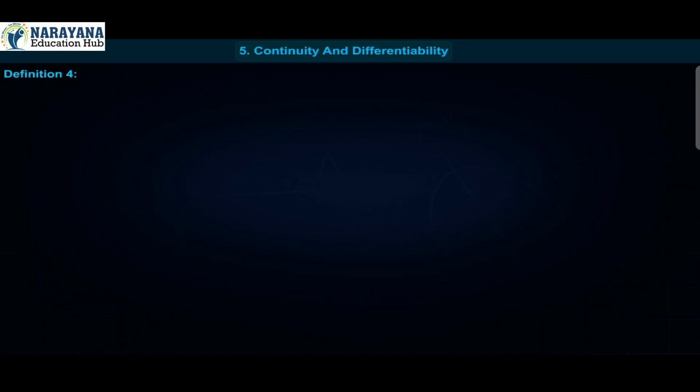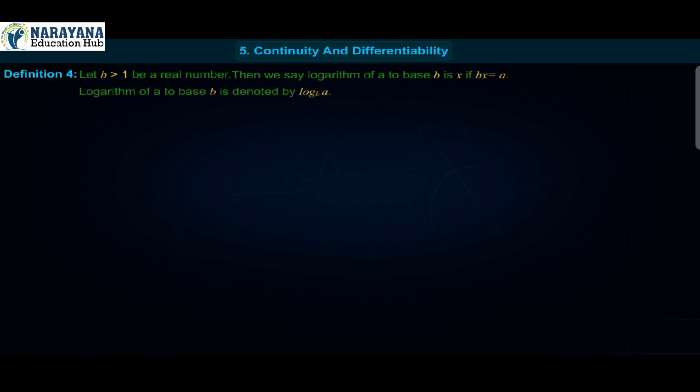Definition 4. Let b greater than 1 be a real number. Then we say the logarithm of a to base b is x if b raised to x is equal to a. The logarithm of a to base b is denoted by log of a to base b. Thus, log of a to base b is equal to x if b raised to x is equal to a.